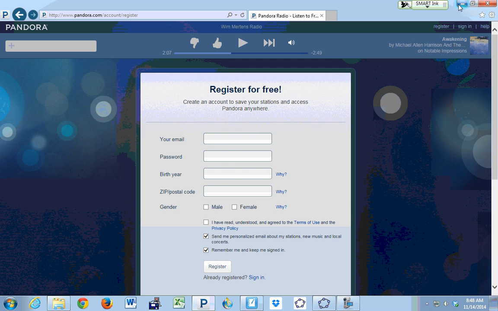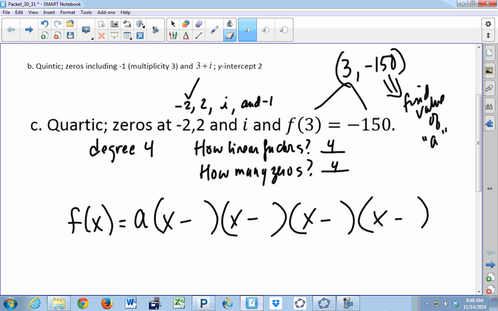There we go. So when I do x, take away a -2, that becomes what? x plus 2. And then I do x take away 2, that stays the same. And then I do x take away i. And then, oops, this is supposed to be a -i there. And then I do x take away a -i, which becomes x plus i.